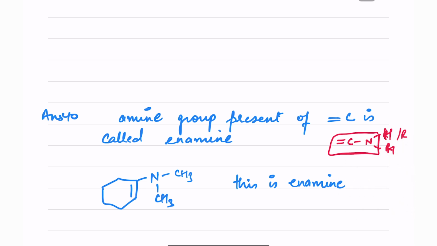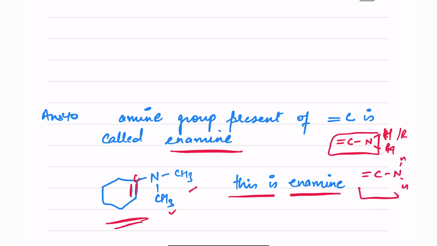So if you understand this is an enamine, then you can just check in the options. This is the option given where you have a carbon with a double bond and nitrogen present with 2 R groups. This is your enamine. It is not necessary to have R groups. You can have the hydrogens also present over here. This is your enamine group. So this is your option number 2, B.